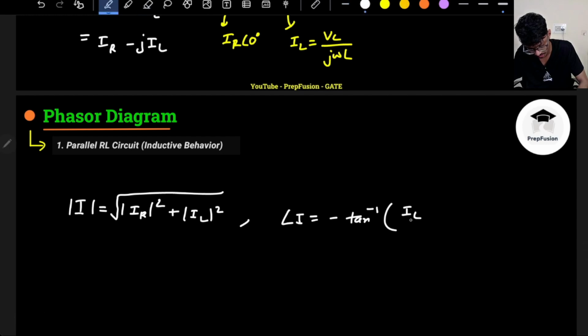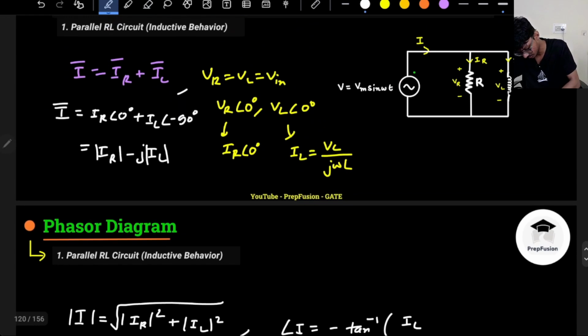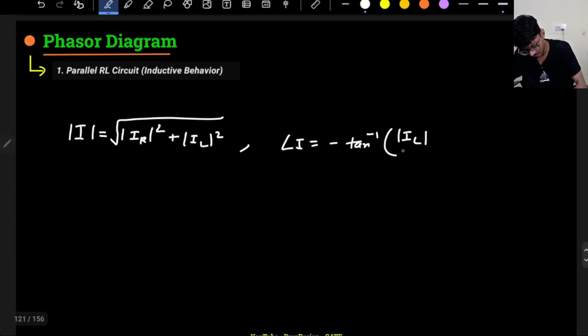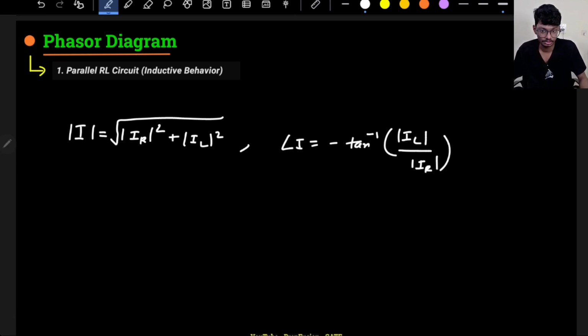I just want to specify here because you will get confused: all these are magnitudes. This is the phase angle basically, the magnitude of IL divided by the magnitude of IR. This is the phase angle of current.